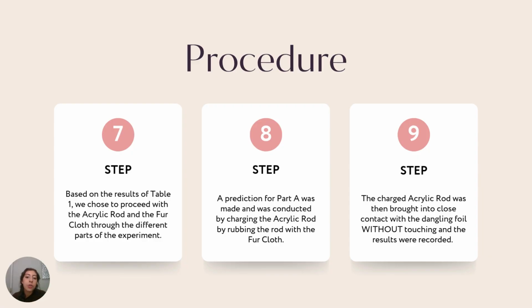A prediction for part A was made and conducted by charging the acrylic rod by rubbing it with the fur cloth. Next, the charged acrylic rod was brought close to the dangling foil without touching it, and the results were recorded.